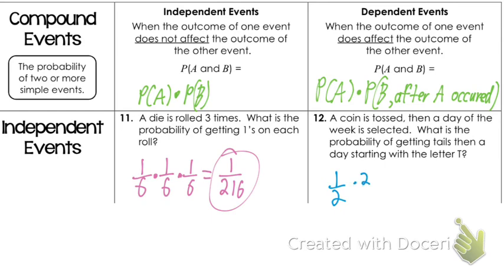2 out of how many days of the week are there? 7. So you multiply 1 over 2 and 2 over 7 because it's an and event. You're saying, hey, what's the probability of this and this happening? Now, hey, let's make our life easier. Can we cross reduce here? 2 goes into both, and they both become 1. So when we multiply straight across, what is 1 times 1? 1. And what's 1 times 7? 7. So what are the odds of getting tails and something that starts with the letter T? 1 out of 7.